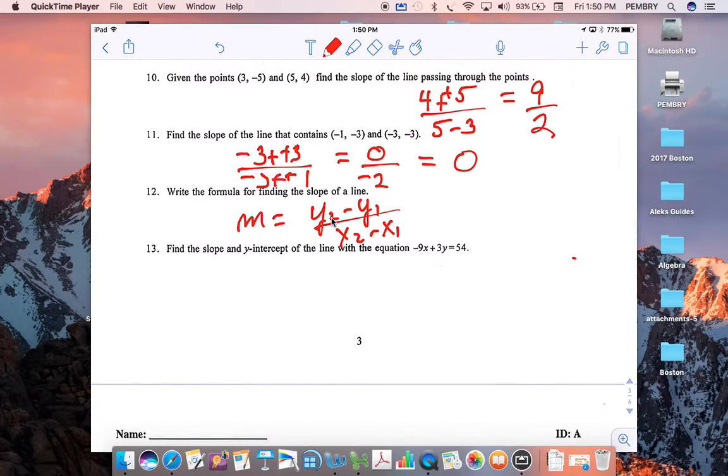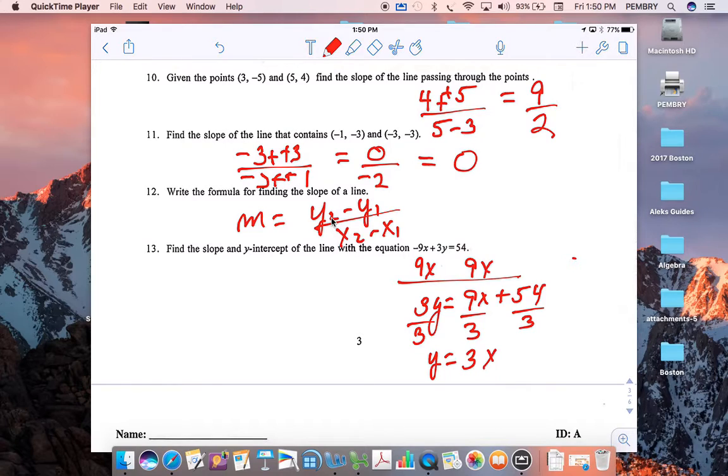To find the slope and y-intercept on this equation, we need to isolate the y, so I will add 9x to both sides, and I get 3y equals 9x plus 54. I then divide everything by 3, and I get y equals 3x plus 18. The slope is 3, the y-intercept is 18.